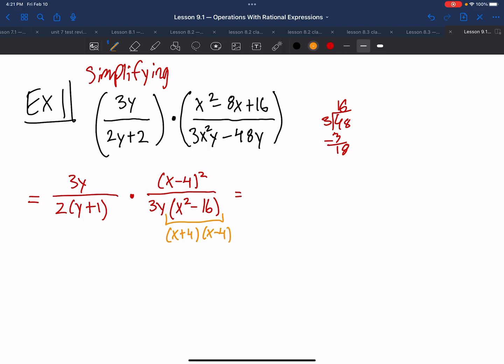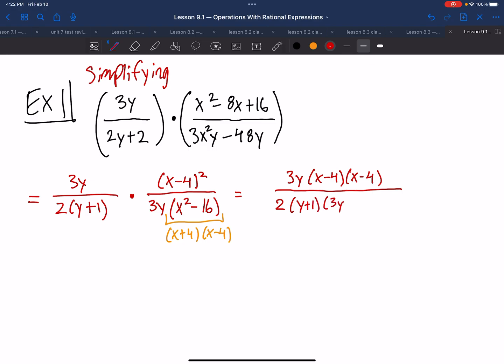Okay? So if I write all of this as one fraction, because remember the rule for multiplying fractions is you just multiply the tops, you multiply the bottoms, right? So the numerator is going to be 3y times x minus 4 squared. I'm going to go ahead and write it as x minus 4 times itself. You don't need to do this, but I am writing this to illustrate something for you. And then this is 2 times y plus 1. And then I need to use some parentheses here, 3y, and then x plus 4, x minus 4.